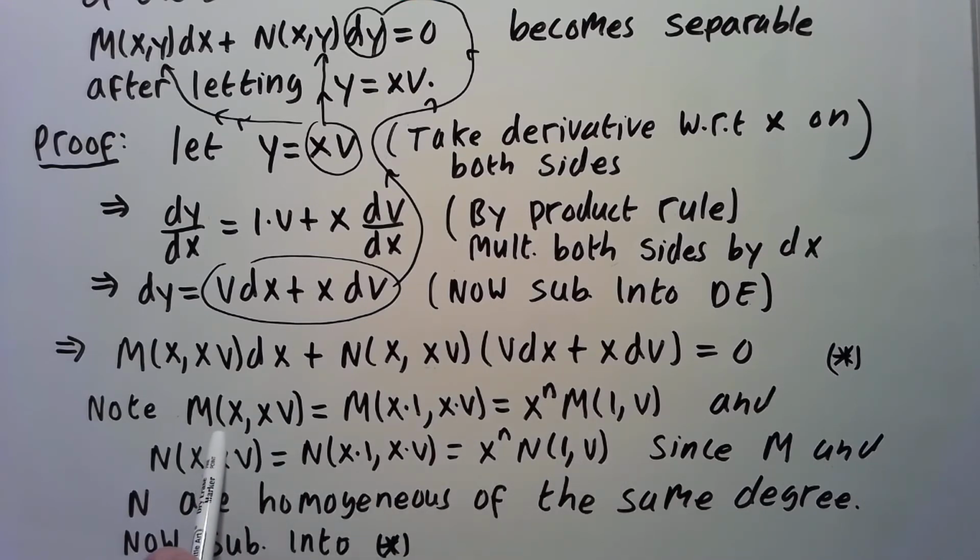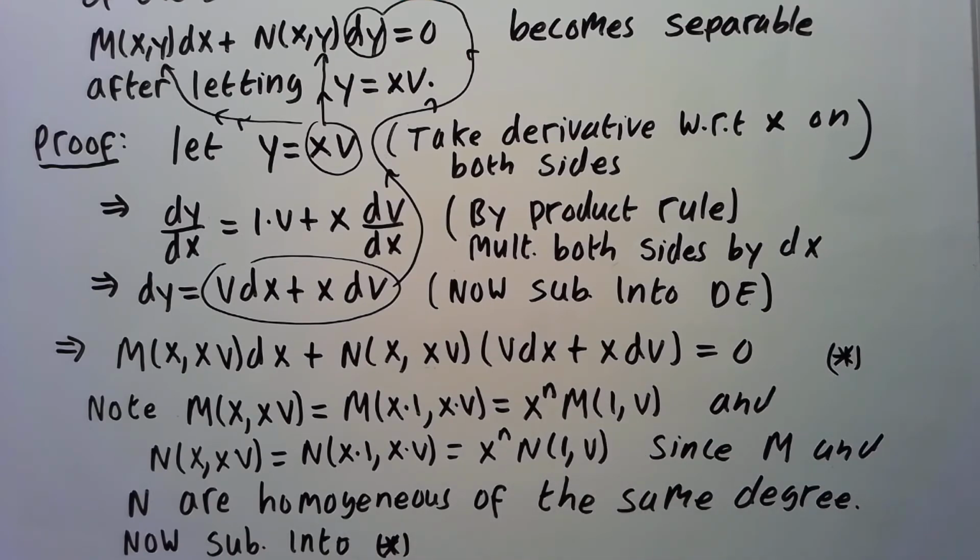And the same will be for the M function up here. So M of (x, xv), you can think of it as M of (x times 1, x times v). Then I can pull the x out because it's homogeneous. So the x is acting like the t in the first examples we did. So we'll have these two things. That's the key observation I need to make here, again, since M and N are homogeneous of the same degree. So now we're going to substitute into star. In place of N(x, xv), we're going to write x to the n times N(1, v) here. And in place of M(x, xv), we're going to write x to the n times M(1, v).